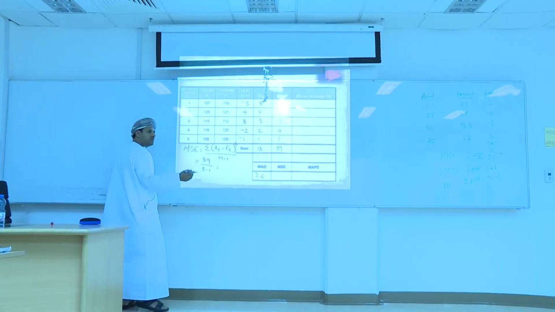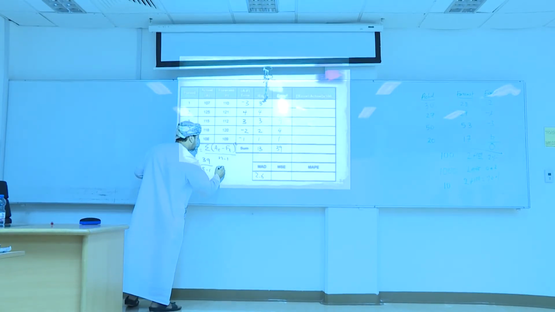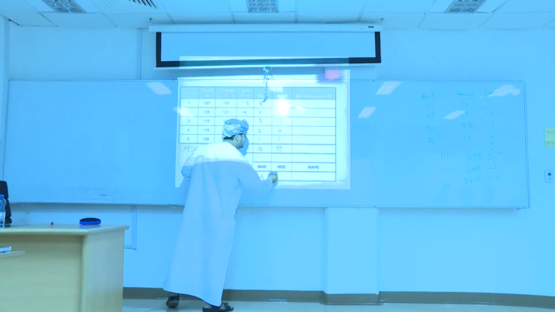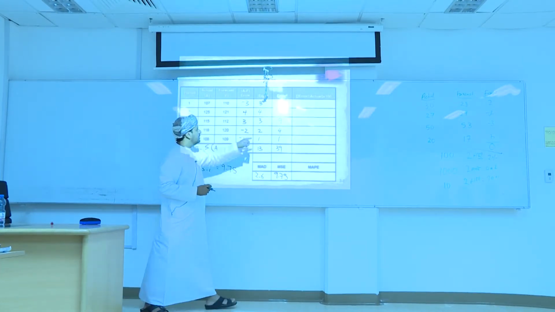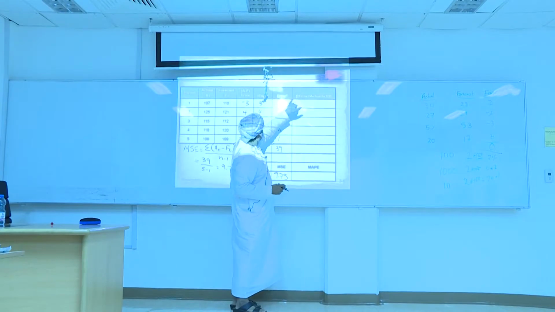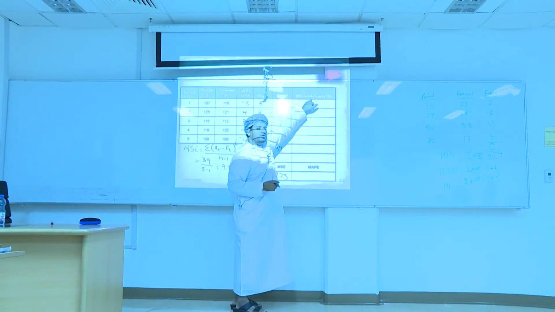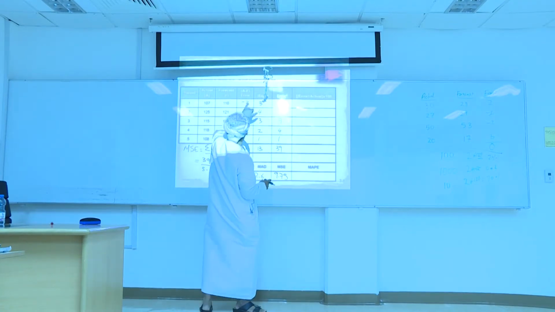That would give us how much? 9.75? 9.75. Okay. Now we can find the percent error. The absolute error, we already have it, which is this one. We only now need to divide by the actual. Okay. So where is the actual?